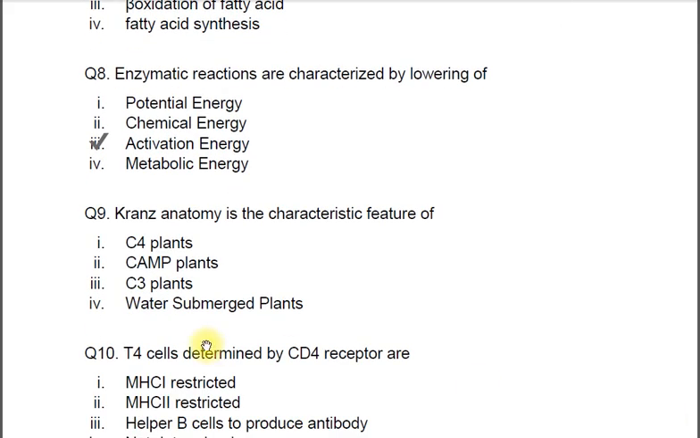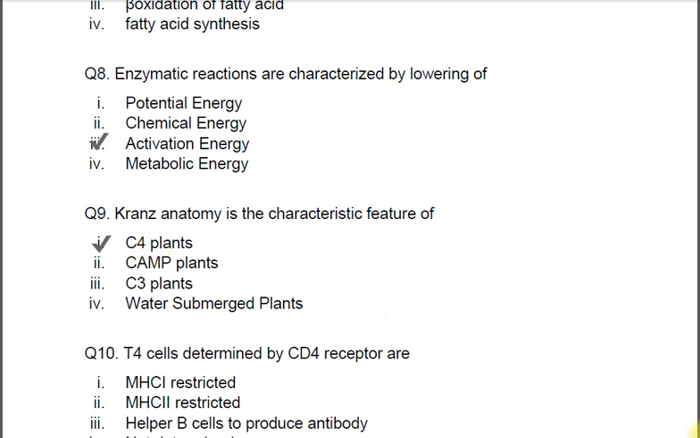Question number 9. Kranz anatomy is a characteristic feature of 1 C4 plant, 2 CAM plant, 3 C3 plant, 4 water submerged plant. So the correct one is the option 1, which is the C4 plant. Kranz anatomy is seen in the C4 plants where tissue equivalent to spongy mesophyll is clustered in a ring around the leaf veins outside the bundle sheath.